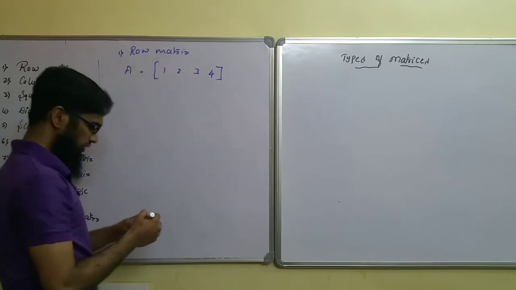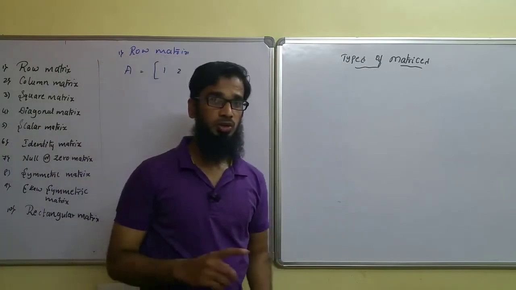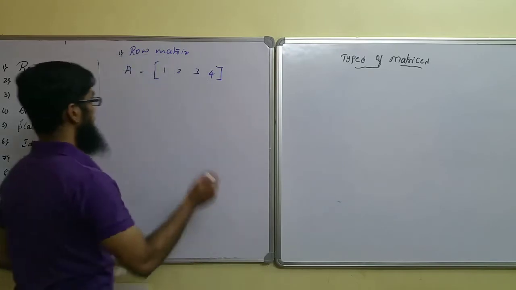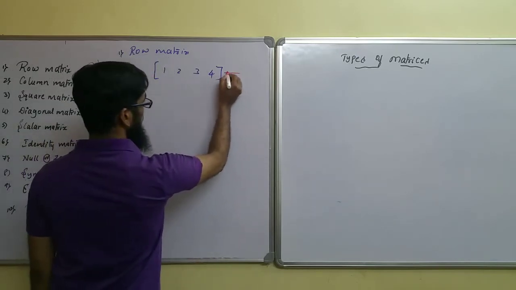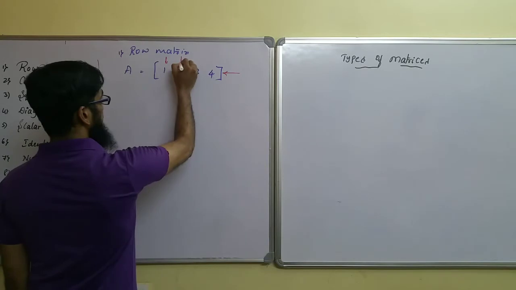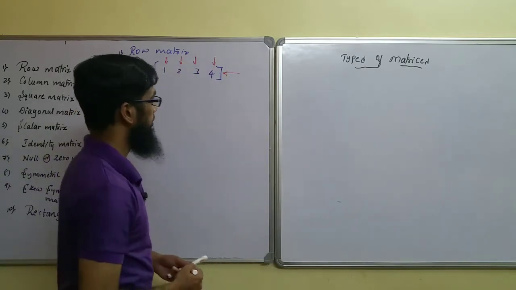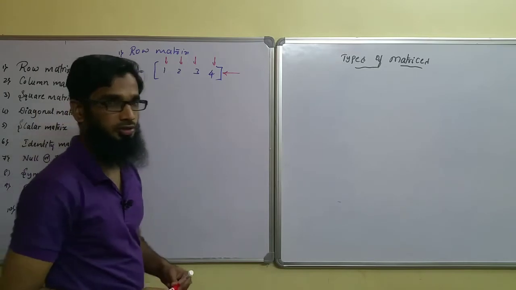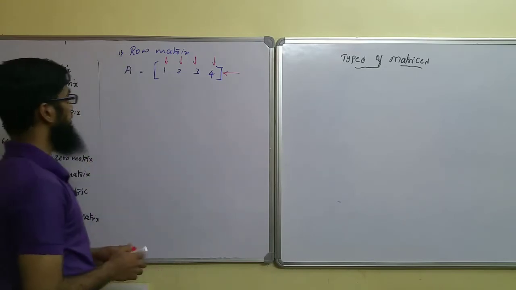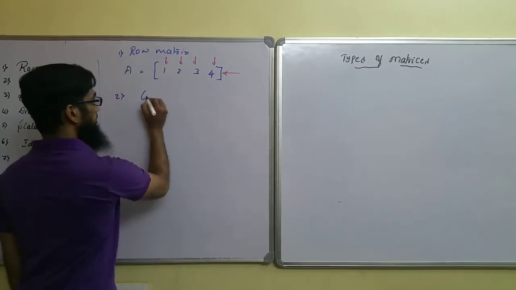Now you can see in this matrix there is only one row, but the columns vary. We'll have a number of columns. This is a row, so there will be a different number of columns, here 4 columns, etc. Now this is the first type of matrix. Now the second one is the column matrix.